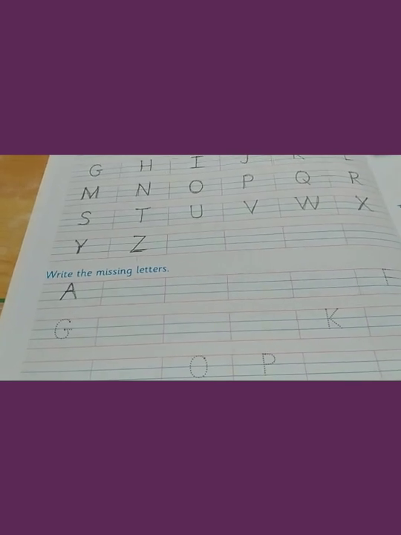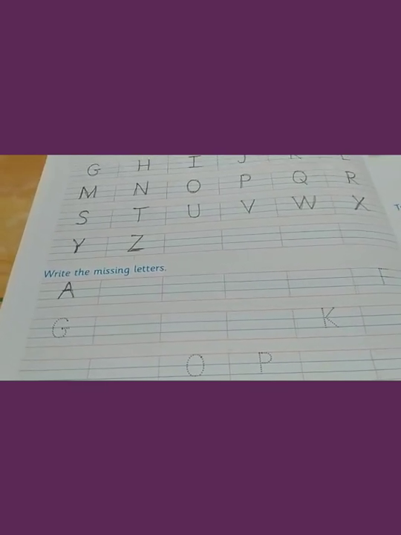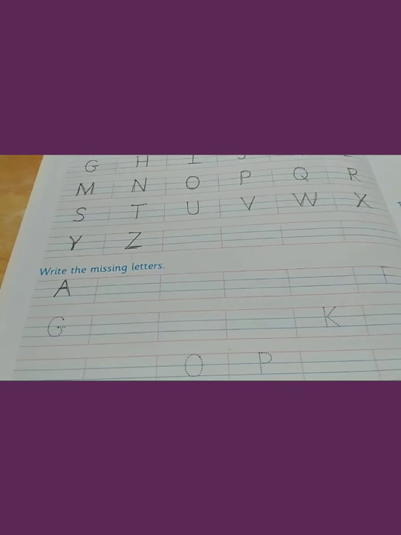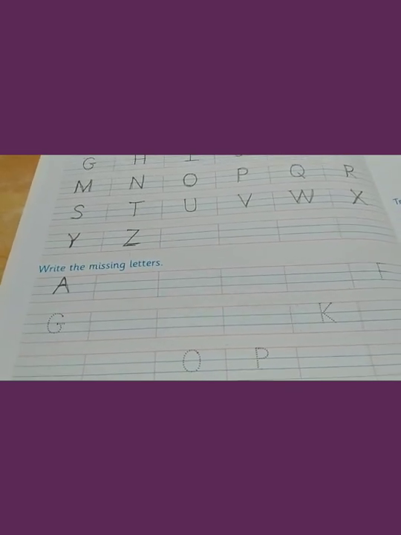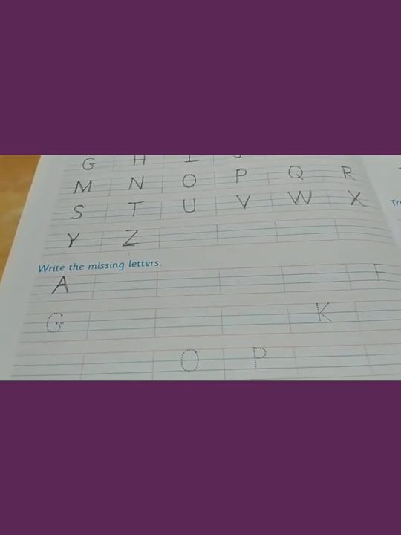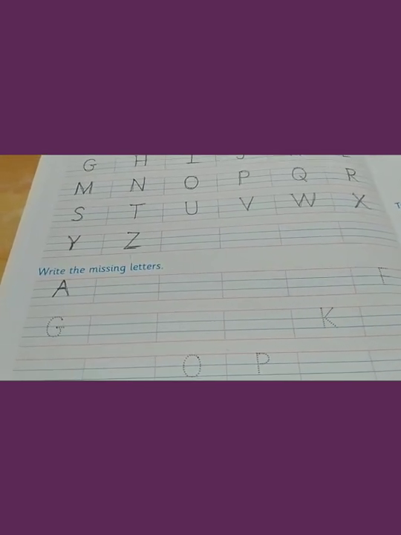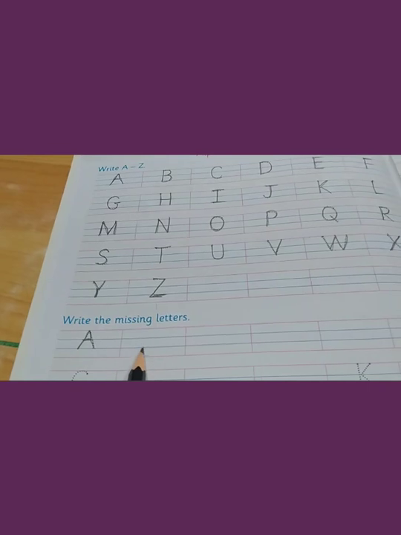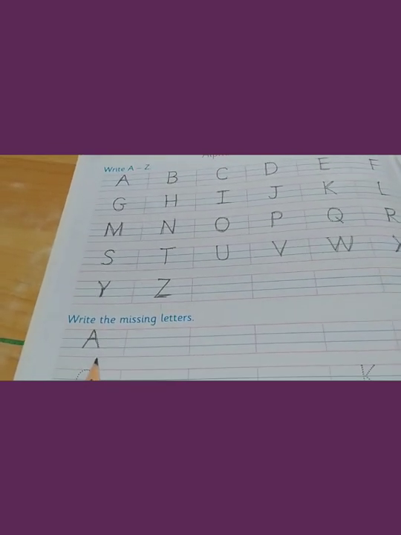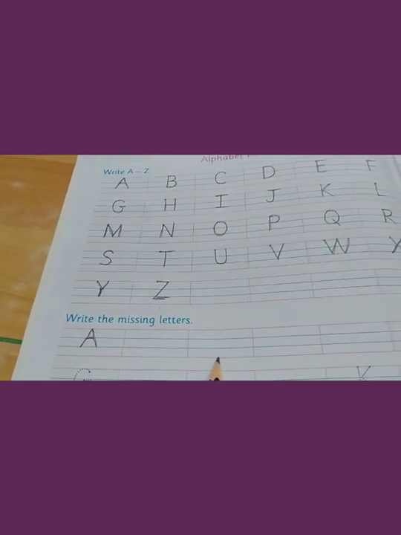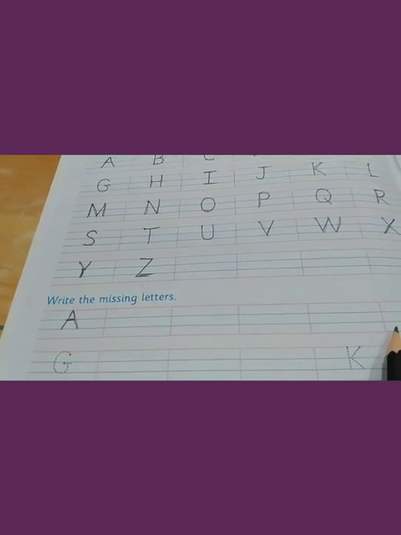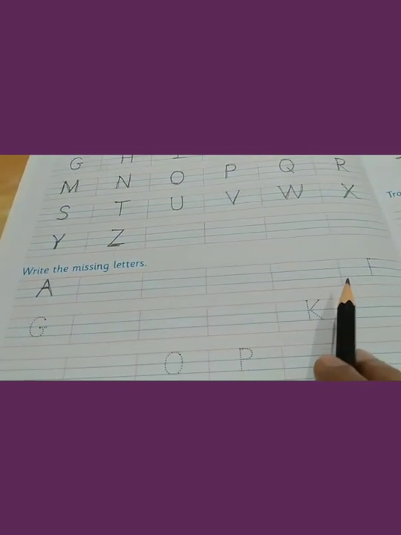Parents, now you are helping your child. You help them. I am not saying that you don't help your child, but parents, do not write the paper. You help the child. Now here A is there. Here what will come? You just tell them, A, after A, B comes. After B, C. Then the child will write himself. The child will be able to write himself.